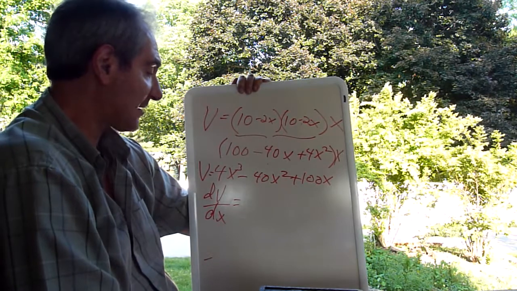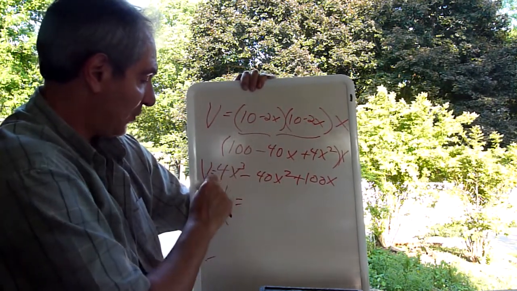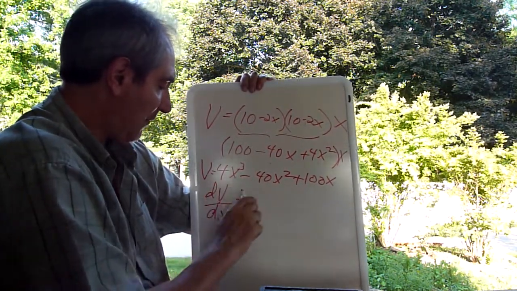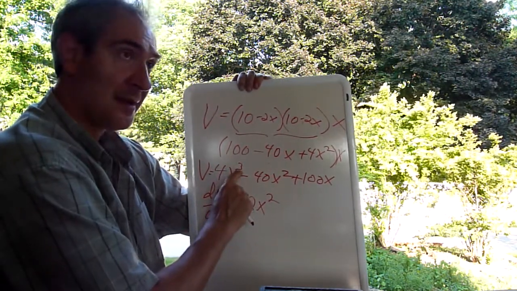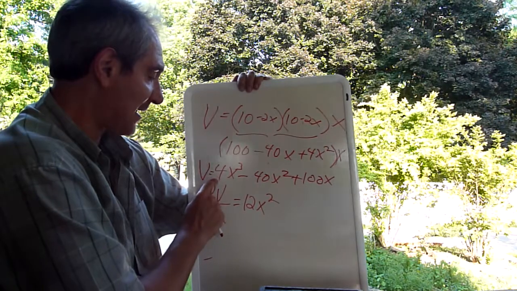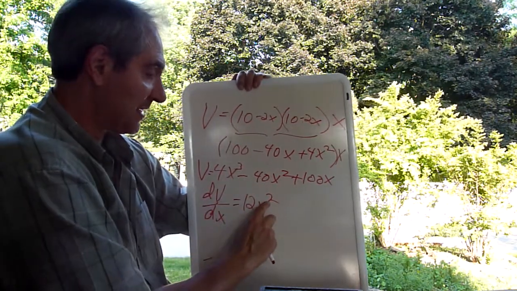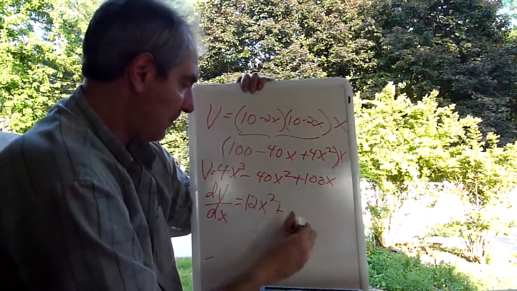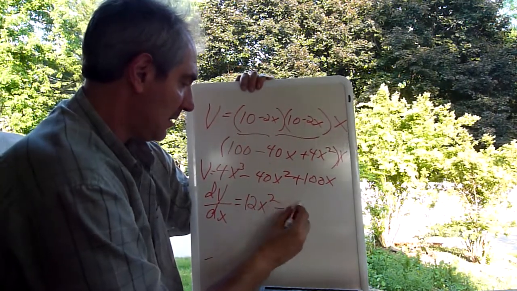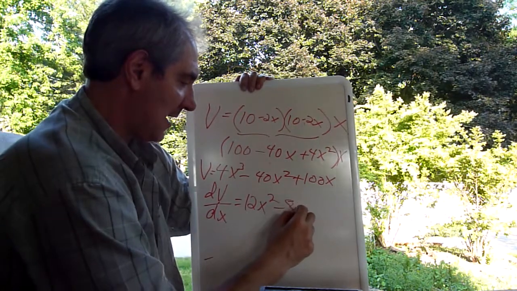since it's a function of x, that would be what? 12x squared, right? We bring down the exponent, multiply by this constant up here, that gives us 12, reduce the exponent by 1, 12x squared. Minus, what is it? 80x, right?